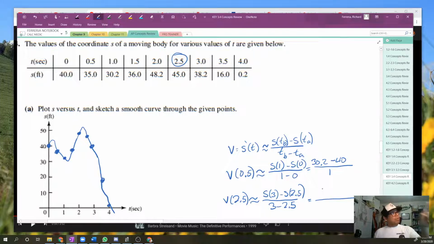All right, what is s at 3? 38.2. What is it at 2.5? That's 45. And this is over 0.5. Let's see if I can do this subtraction in my head. 38.2 minus 45, that is negative 6.8. All right, let's check with Alexa. Computer, what is 38.2 minus 45?